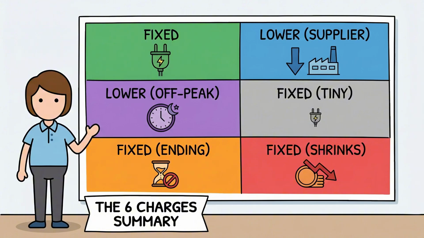To summarize the 6 charges, customer charge is fixed. Supply charge you can lower by switching suppliers. Delivery charge you can lower by shifting usage off-peak. Distribution adjustment is fixed and tiny. Transition charge is fixed and temporary. Taxes and fees are fixed but shrink when you save elsewhere.